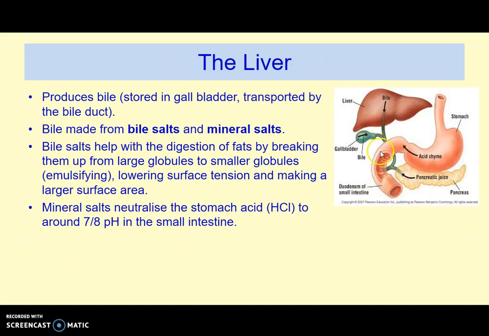The liver is where bile is produced. It's stored in the gallbladder here and transported into here. So we have bile salts here and mineral salts. Bile is super important for emulsifying lipids, breaking them up into smaller pieces, smaller globules. Again, this makes a larger surface area for the enzymes to work on.